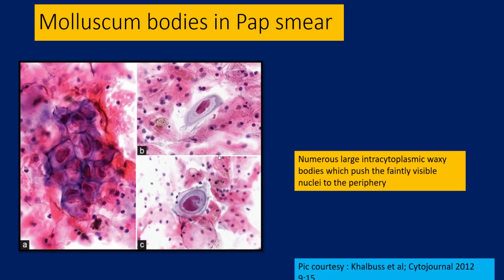And here, to end this presentation, we have got something extremely rare and rather picturesque. Presence of molluscum bodies in a Pap smear. They are usually because of molluscum contagiosum affecting the vulva, but they might contaminate the Pap smear. In this case, you have these numerous large intracytoplasmic waxy bodies which push the faintly visible nuclei to the periphery, somewhere over here. So these are very distinctive intracytoplasmic bodies. So with this, I end this presentation.